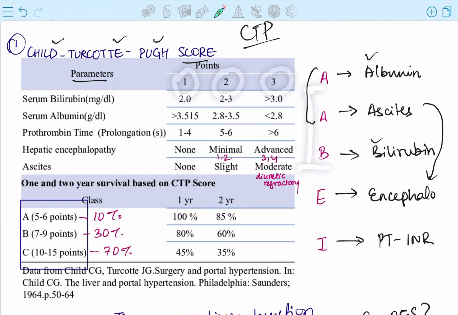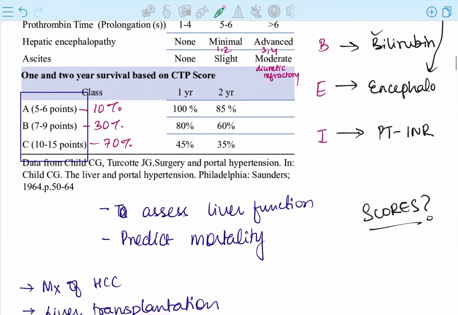In hepatic encephalopathy, in point 1 there is no hepatic encephalopathy, in 2 there is minimum, that is grade 1 or 2 of hepatic encephalopathy, and in 3 it is advanced. So hepatic encephalopathy will be explained in detail in another video. And in ascites, when there is moderate ascites, it is given 3 points. Okay, you should remember this.